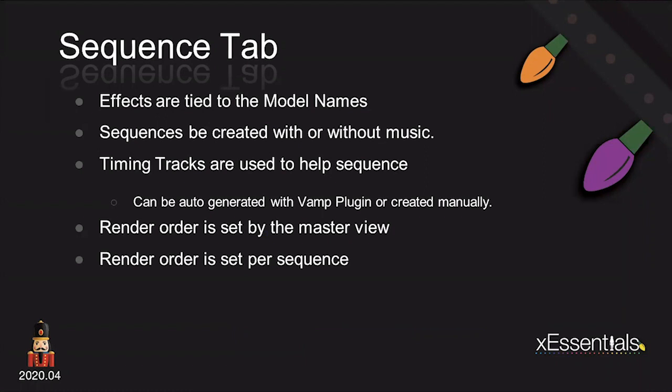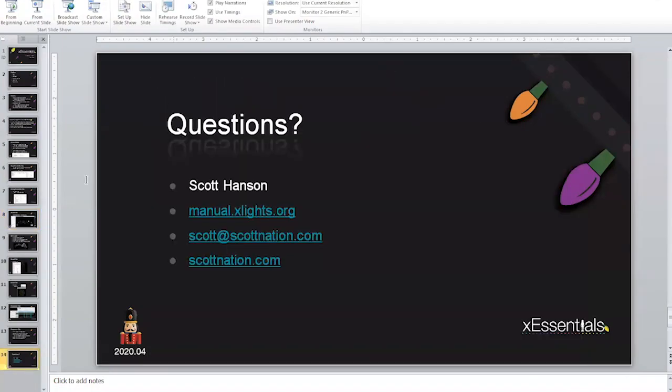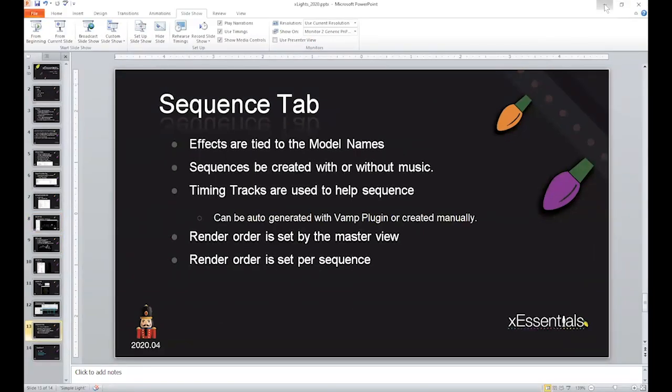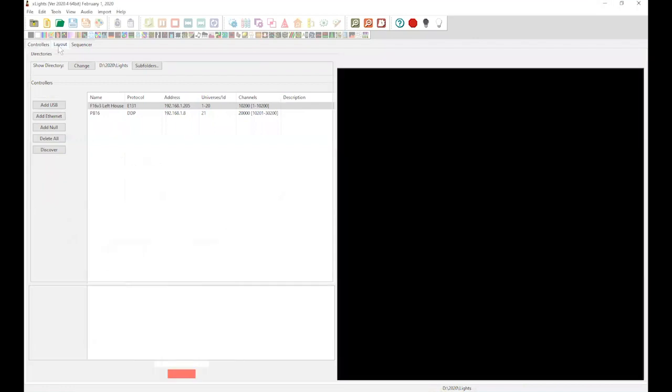You can create sequences with or without music. Timing tracks, those are kind of critical. There's lots of videos out there about that. They can be generated automatically with the Vamp plugins, or you can manually create them. And then there's things about render order. They're set on a per sequence basis, and it's set by the master view. We'll go into a little bit more detail about that. So sorry, I want to demo some of that stuff.